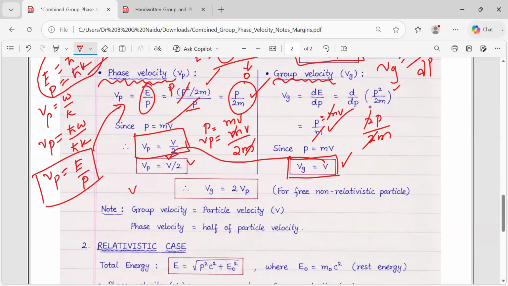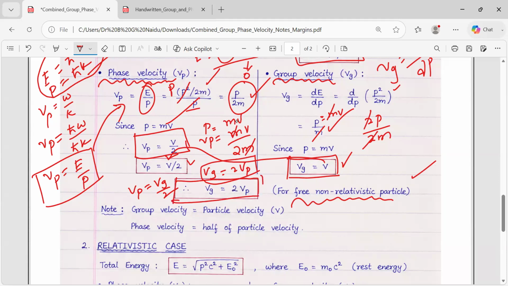So in place of v, we can substitute here. The phase velocity equals the group velocity divided by 2. So the group velocity Vg equals 2 times the phase velocity in the case of a non-relativistic free particle. This is very, very important. The group velocity is nothing but the actual velocity of the particle. The phase velocity is half of the particle velocity.